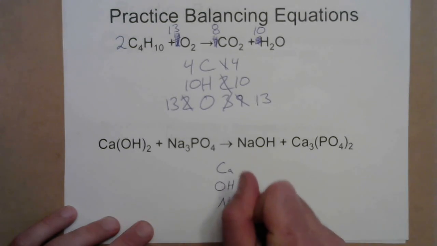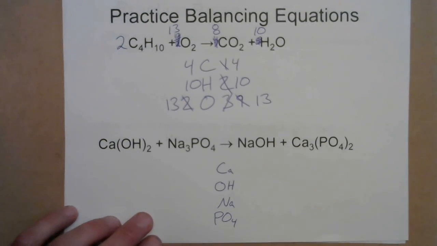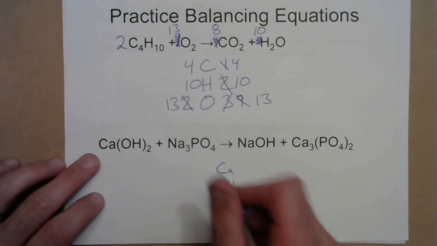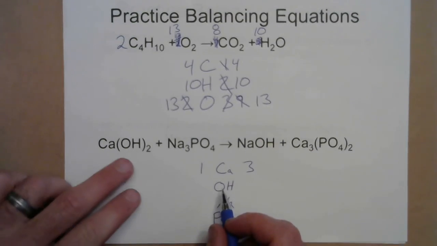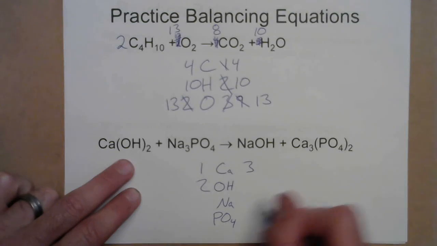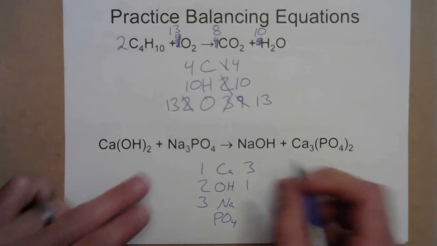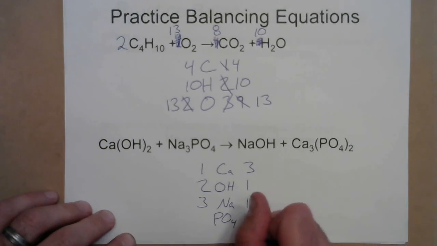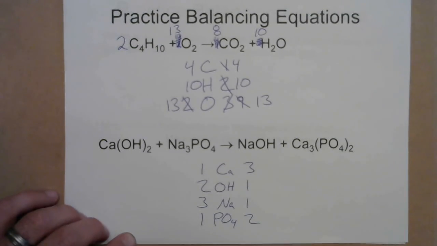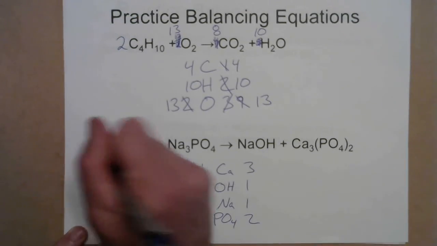So we have hydroxide, we have sodium, and we have phosphate. So on my reactant side, 1 calcium, product side 3; hydroxides 2 and just 1; sodiums 3 and 1; phosphates I have 2 and 1. All right, so let's see what we can do. Balance the calciums first. So we need 3 on this side, so we'll put a 3 in front there.